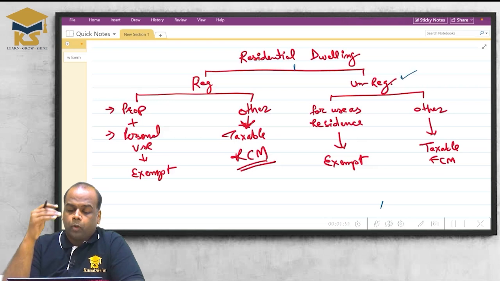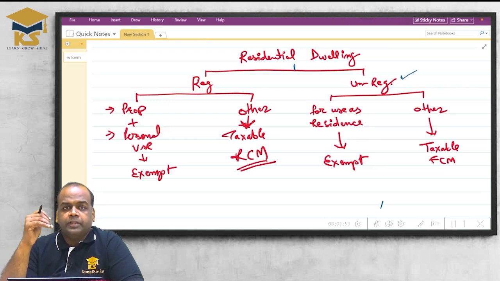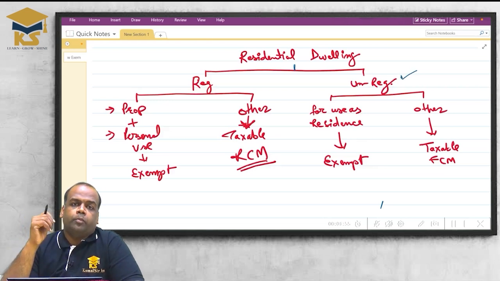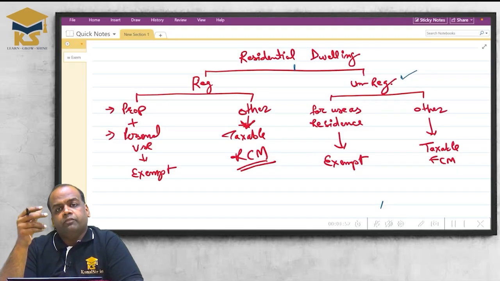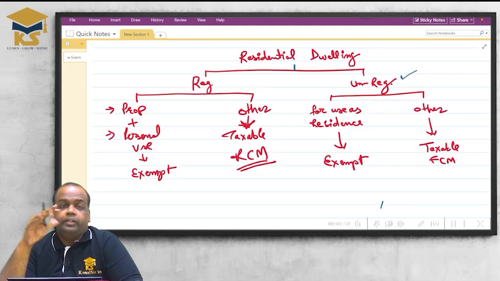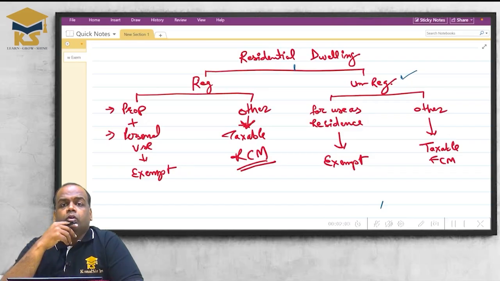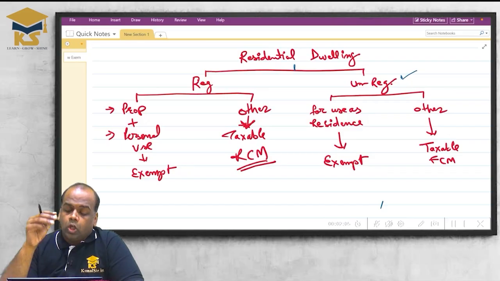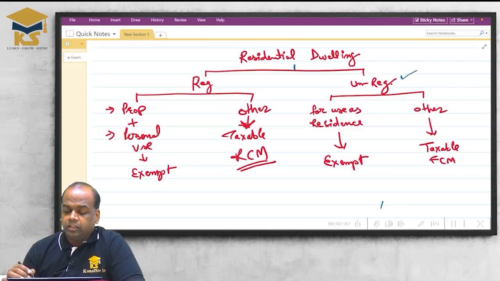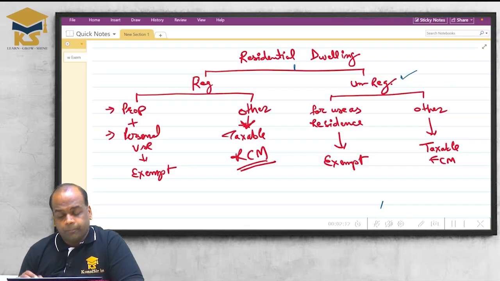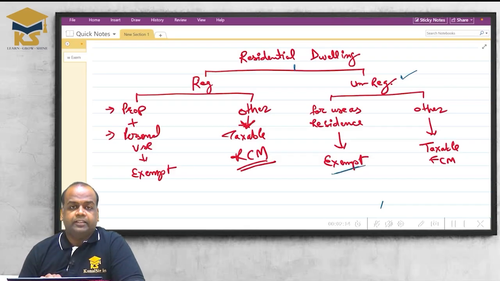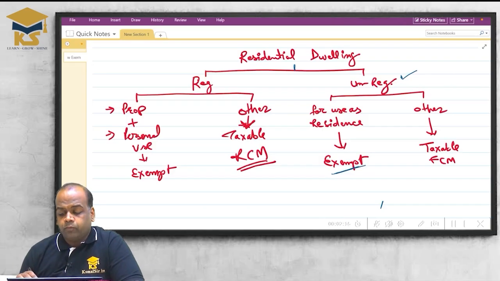First, if property has been given to an unregistered person, then we have to check the purpose of property. Now, sir, will residential property be given for residential purpose only? No, it is not necessary. A residential dwelling may be given to use as a godown. So, if residential dwelling is given to an unregistered person for use as a residence, then only it is exempt. If it is given for some other purpose, then it is taxable and taxable on FCM basis.